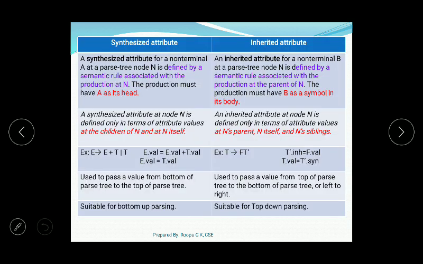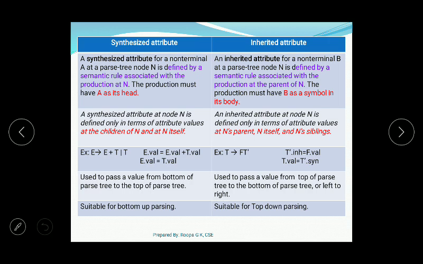The first two points are related to the definition, as I discussed with you earlier. Now consider the example. E gives E plus T or T. If this is the production, then for the synthesized attribute, how to write E.val? Students, please note down: this val can be written as syn. Syn also means it is a synthesized attribute. Val means the value will be stored in node E. It is given as E.val plus T.val.